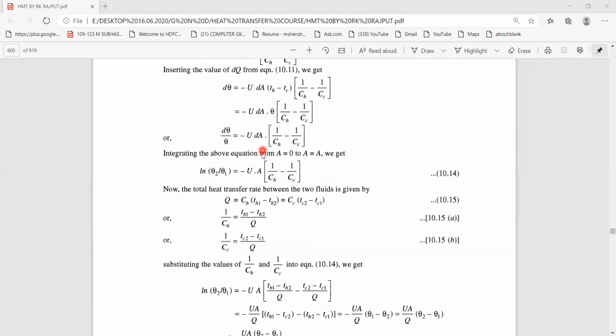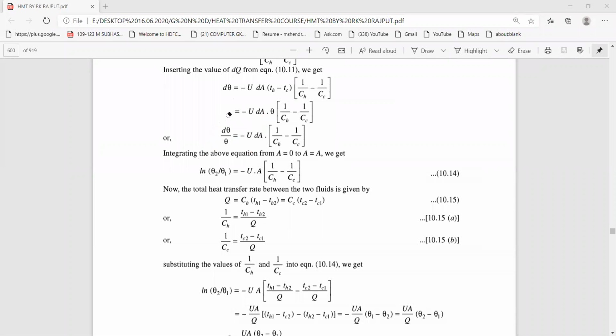The minimum area is 0 at the inlet, at the immediate inlet the area is 0, and at the outlet we have A as the area, the total area is A. So we have to take the integration limits as 0 to A. Here the integration limit is from theta 1 to theta 2, and here the integration limits are from A equals 0 to A equals A. So these are the two integration limits. Fine, I hope this is clear.